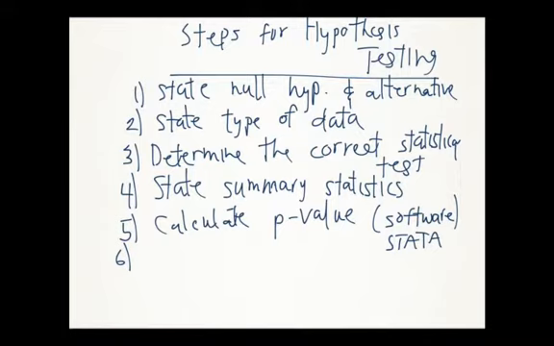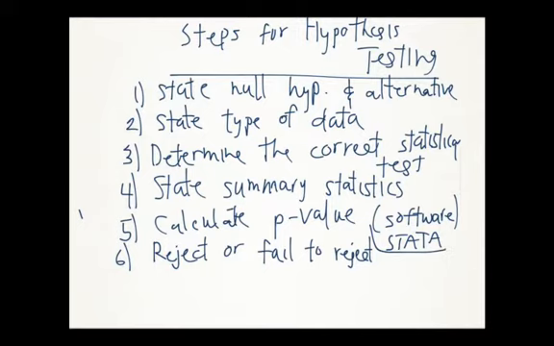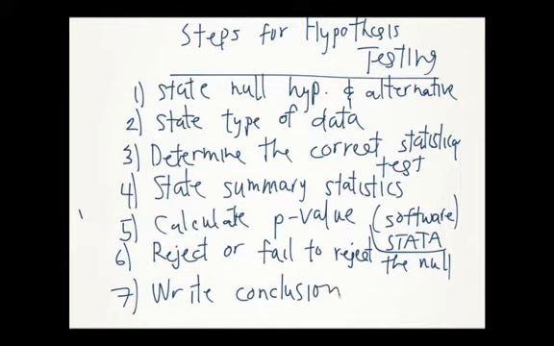Then, based on the p-value, we either reject or fail to reject the null hypothesis. And then finally, we write our conclusion. And again, don't worry if this all sounds kind of crazy at the moment. It's going to make a lot more sense as we work through an example.